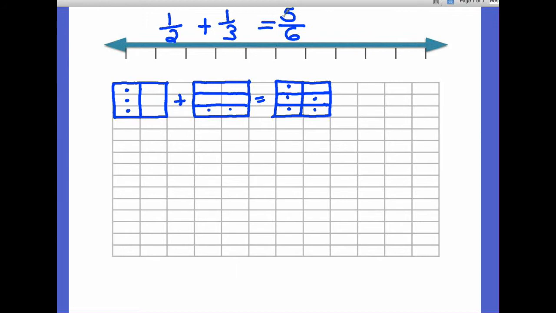5/6. I'm going to leave this up here because I want you to erase your board. I'm going to have you try another one with your neighbor before we move on to a little more complicated. I'm going to have you do 1/3 plus 1/5.